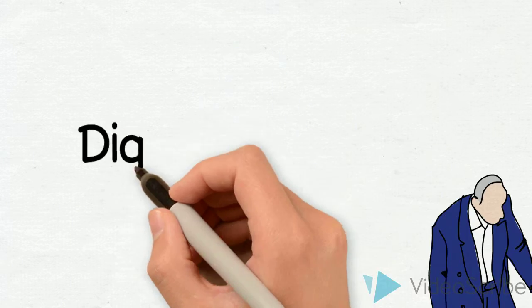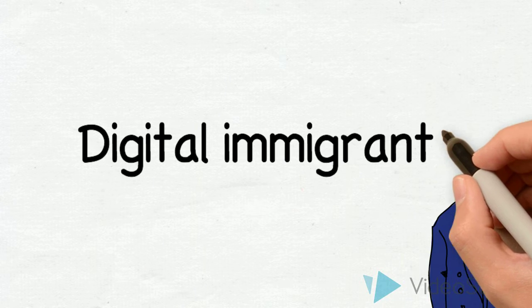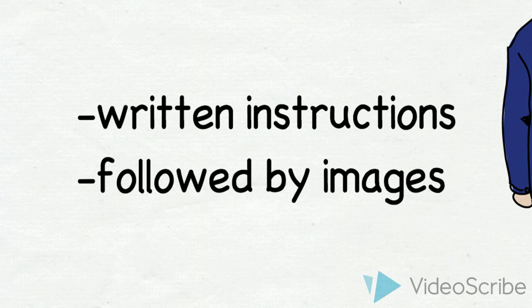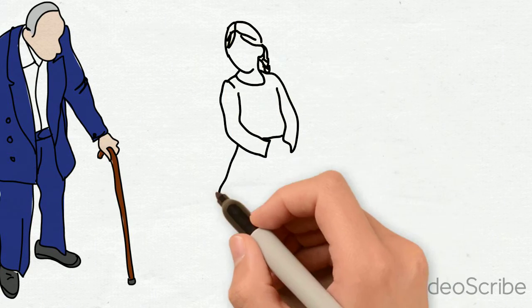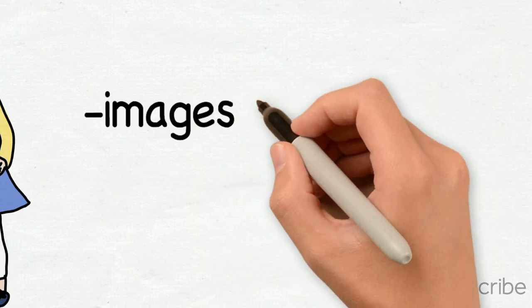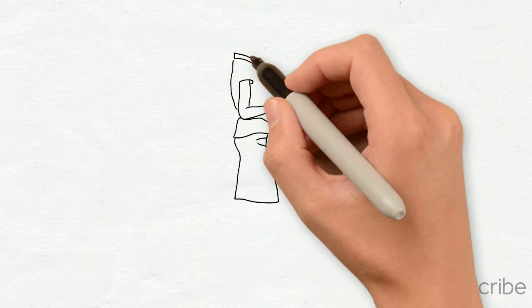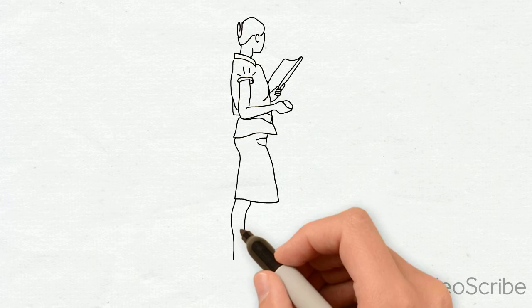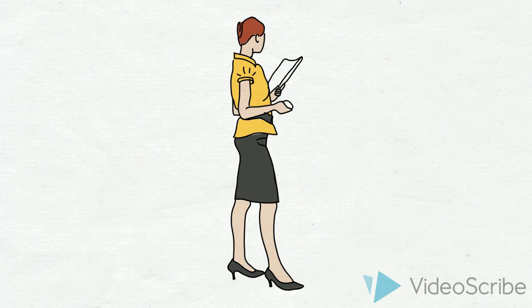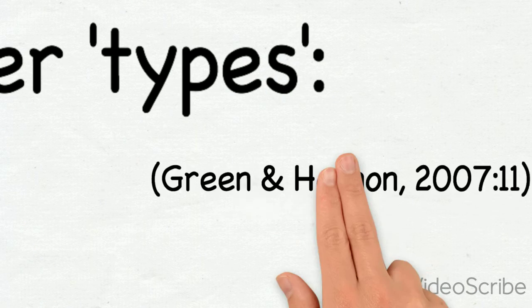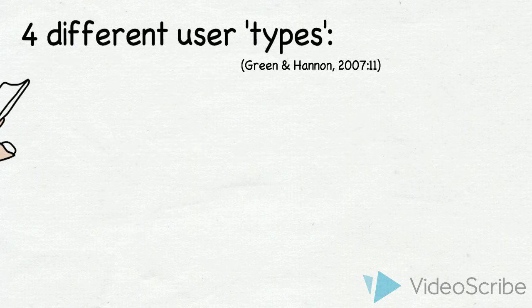So-called digital immigrants tend to work in a way that is very different to the way digital natives do. Where digital immigrants prefer written instructions followed by images, the new generation prefer images and videos as they are used to receiving information more quickly. To be able to adapt teaching to this new learning style, teachers need to incorporate the skills that children already have into their lessons. To be able to do this, teachers need to appeal to the 4 different user types, as specified by Green and Hannon, as follows.